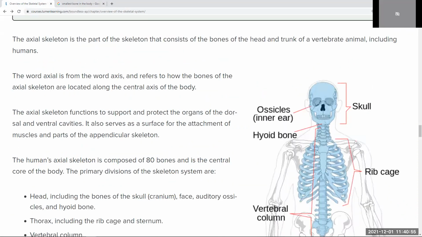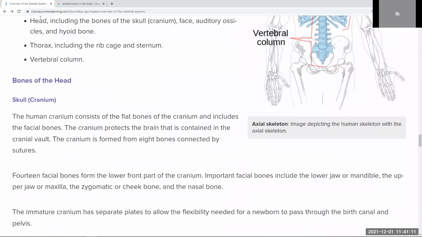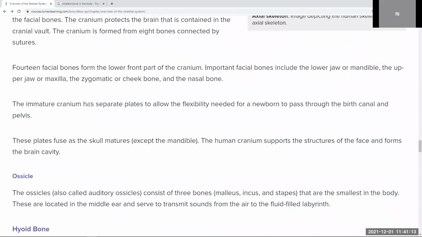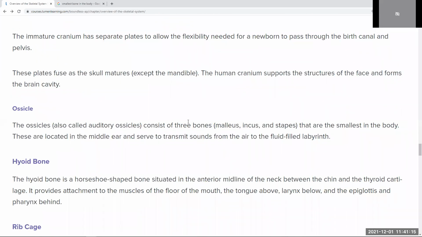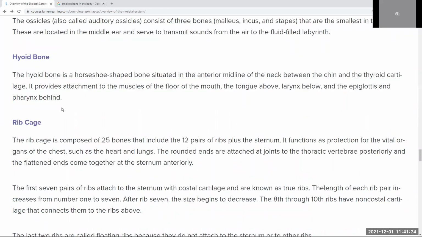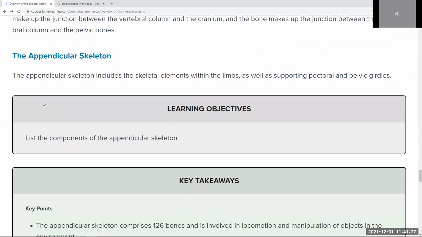All right, let's go back to normal view. So the axial skeleton consists of the bones of the head and the trunk. It goes down the center, or the axis, hence the reason it is called the axial skeleton. So we mentioned the cranium, the jaw, the ossicles, which are the bones in your ear. We look at that towards the end of the semester in terms of hearing, the special senses. The hyoid bone, the rib cage, and your vertebral column.